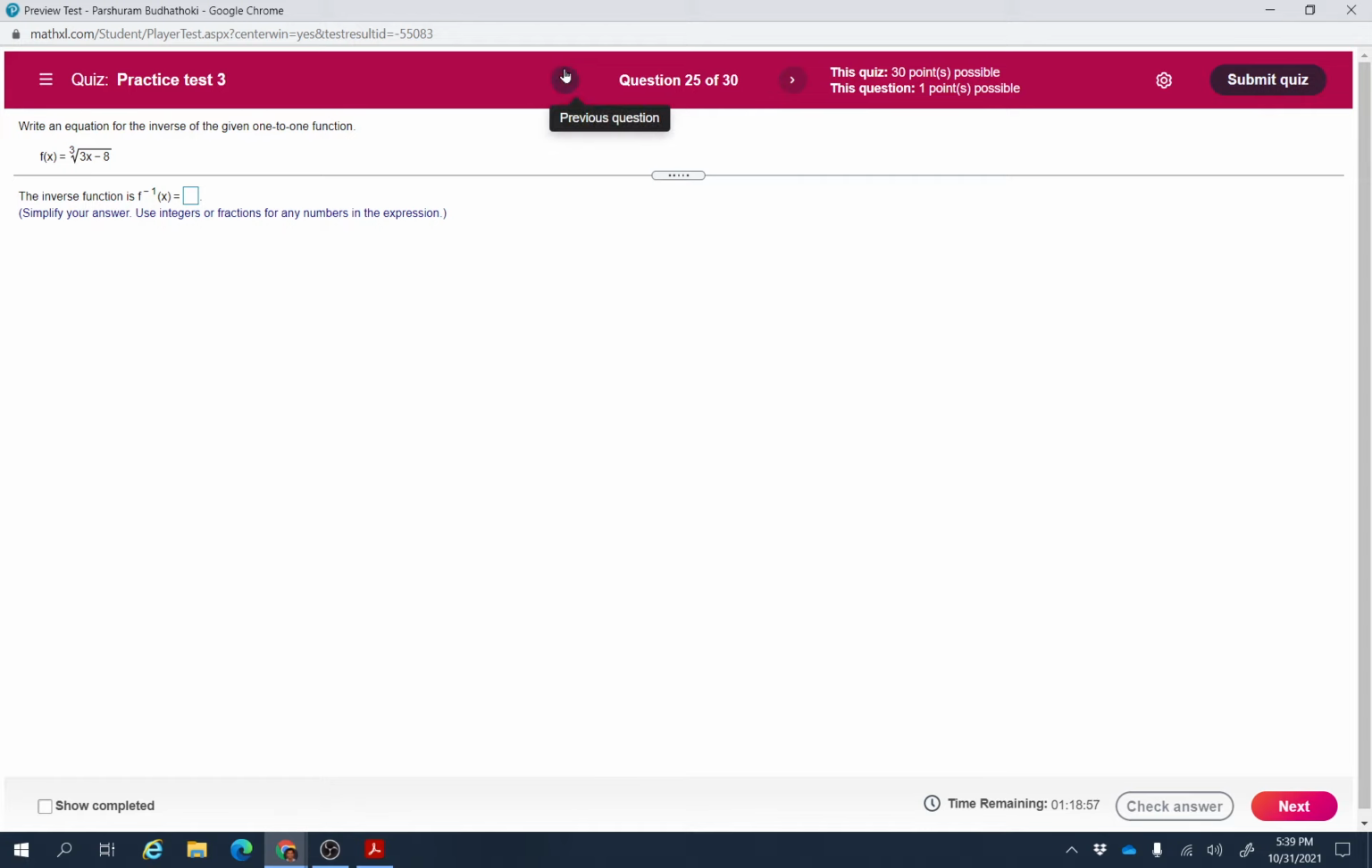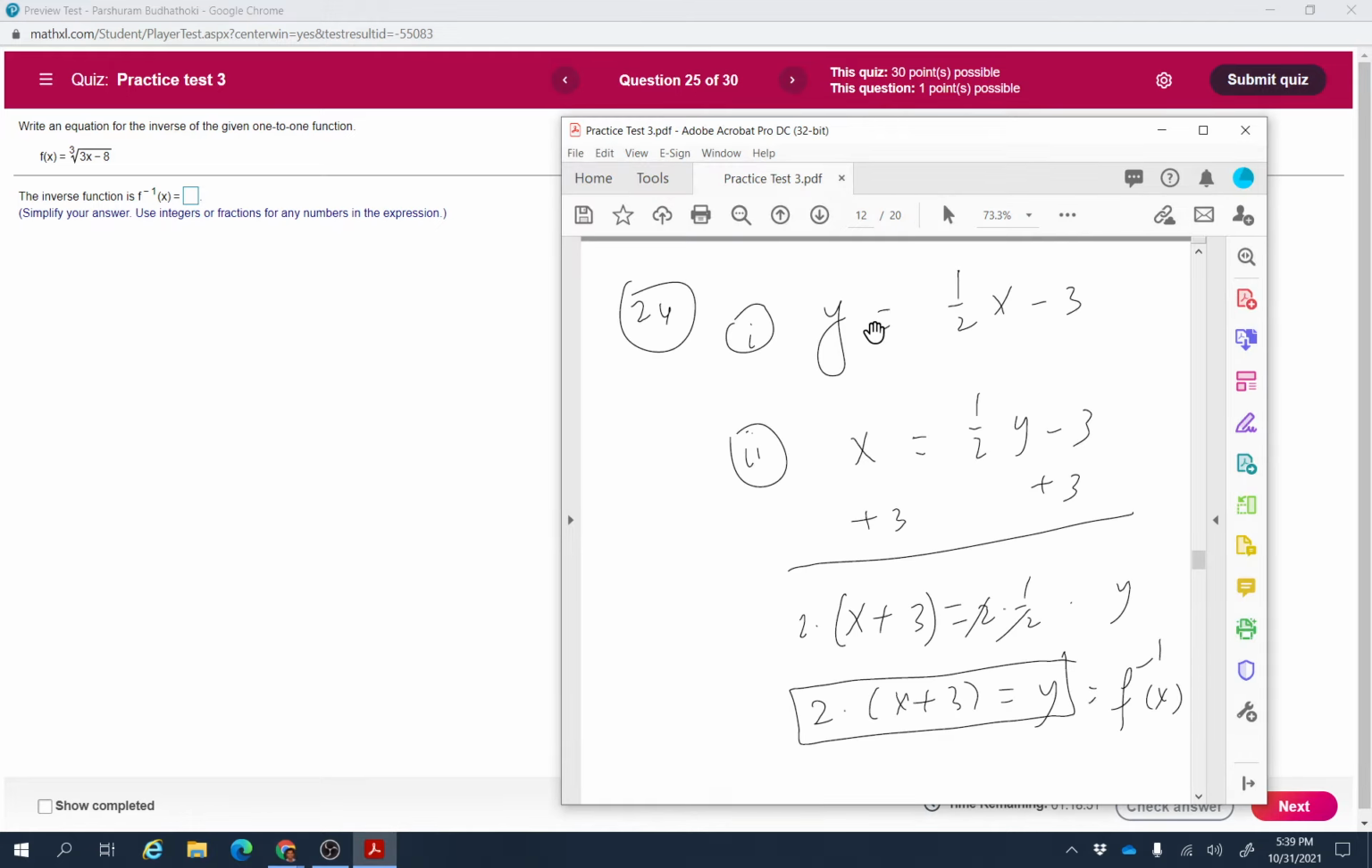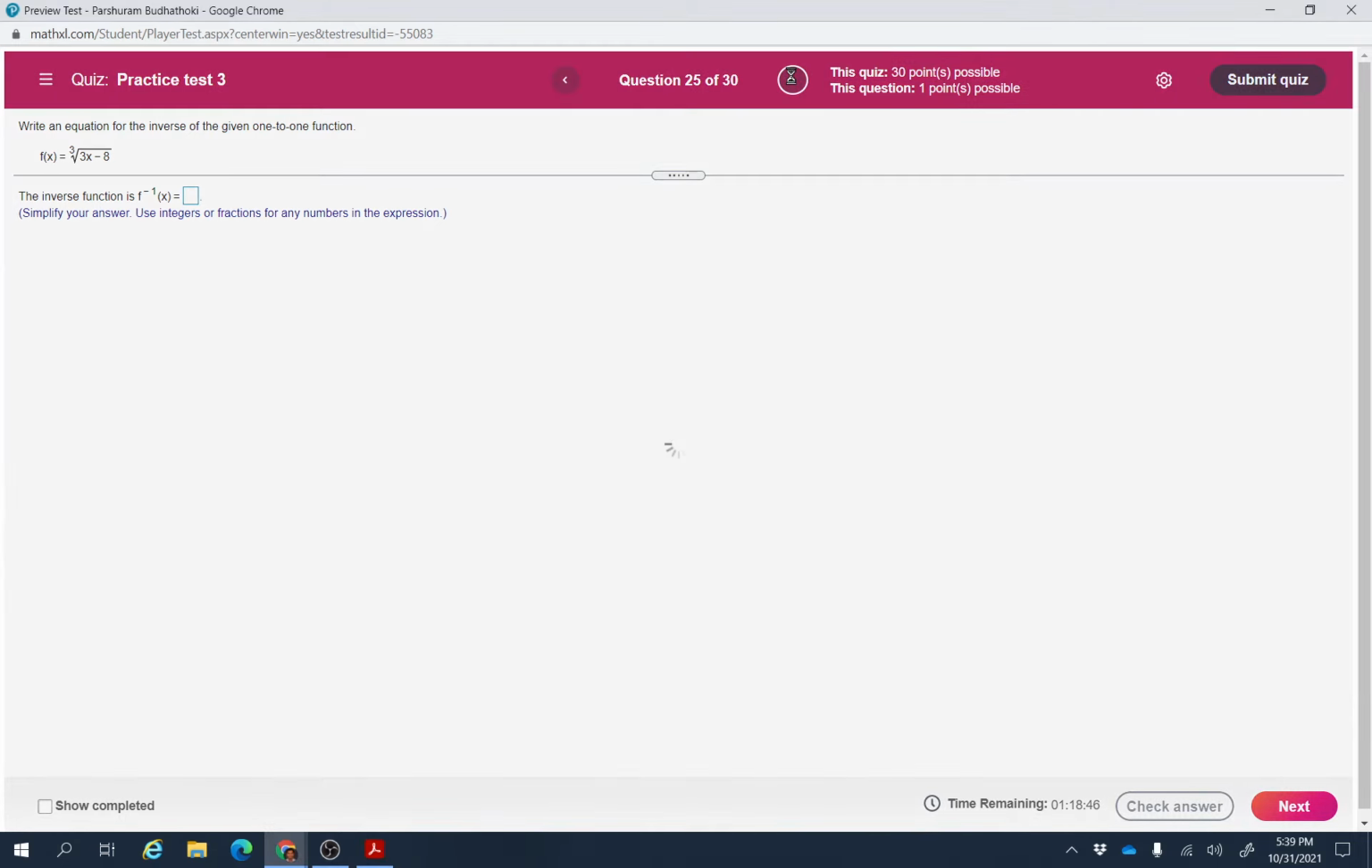Write an equation for the inverse of the given function. We're going to do the same thing here: change x and y, then solve for y, and that would be the inverse. I'm going to skip it for you.